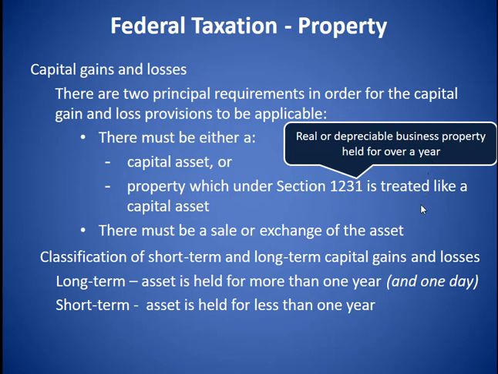Remember, we talked about the fact that real or depreciable business property is not considered a capital asset, but Section 1231 says even though it's not a capital asset, it will be treated like a capital asset. Also, in order to have a gain or loss, there must be a sale or exchange of the asset itself. Now, we classify gains or losses in terms of short-term and long-term. Long-term is if the asset is held for more than 1 year and a day. Short-term if the asset is held for less than a year.